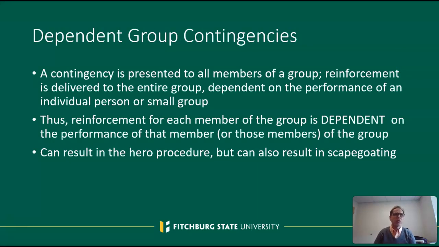We can contrast this with a dependent group contingency. In a dependent group contingency, a contingency is presented to all members of the group, but reinforcement is delivered to the entire group dependent on the performance of an individual person or small group within the larger group. Thus, reinforcement for each member of the group is dependent on the performance of that member or those members of the group.